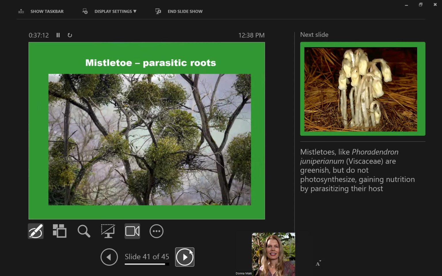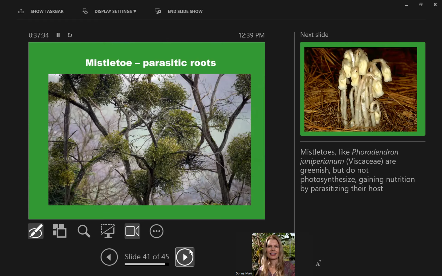Mistletoe, parasitic. Actually, it's a hemiparasite, which means a hemiparasite can do photosynthesis. They're just too lazy to do it. So they'll parasitize some other plant. Here you can see this is a picture taken, I think, in Australia, but we certainly have mistletoe in America.